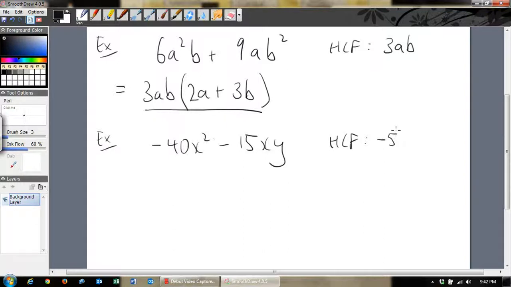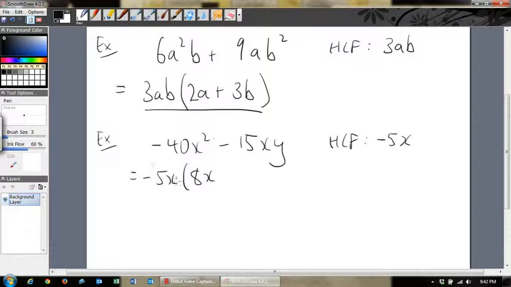They're both negative. Let's take the negative out the front of the bracket. Here we've got an x squared, here we've got an x, so let's take out x. And there's no y there, but there is a y there, so we can't take out y as a common factor. So that is our highest common factor. So negative 5x. What do we need to multiply negative 5x by to get negative 40x squared? Well, we need to multiply it by 8 to get our 40, and we also need to multiply by x to get our x squared.